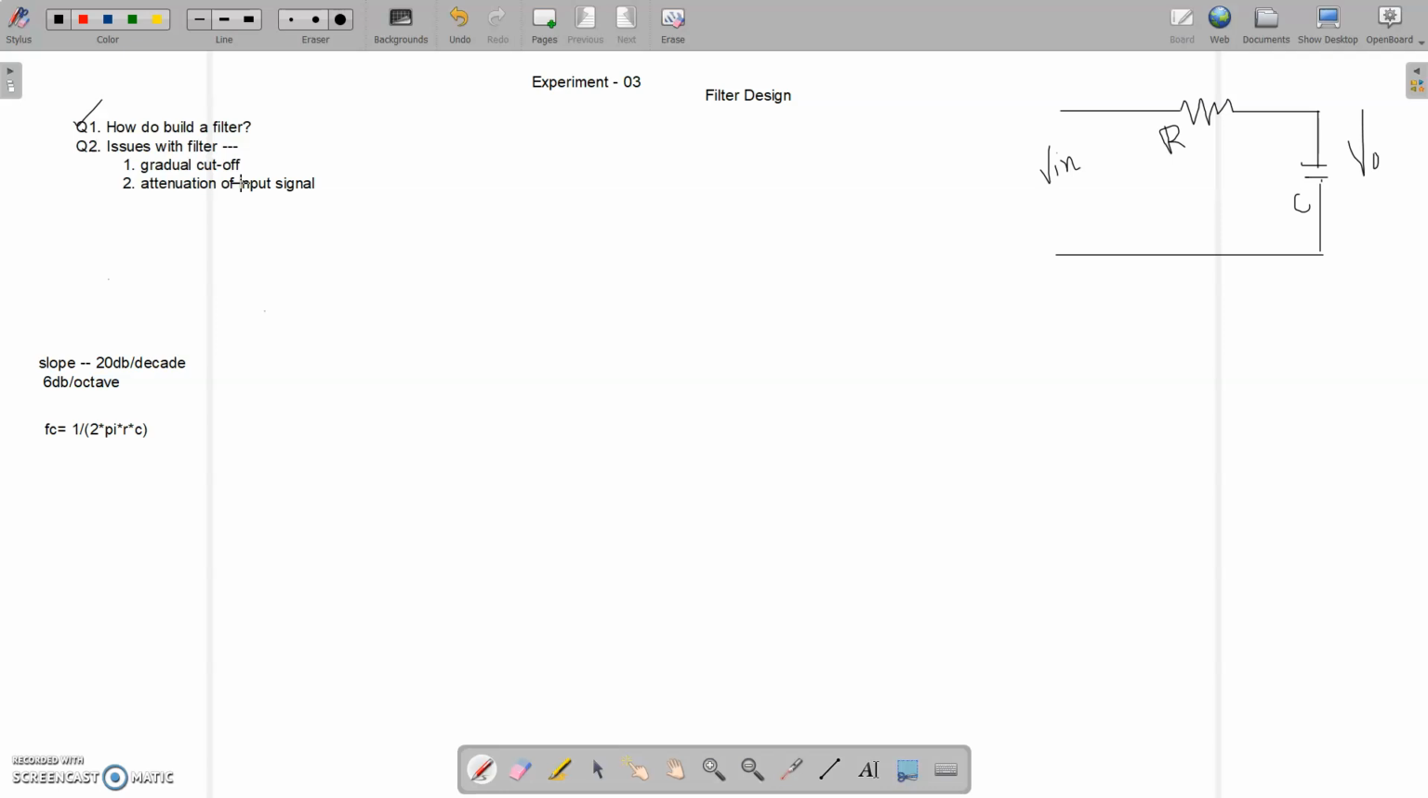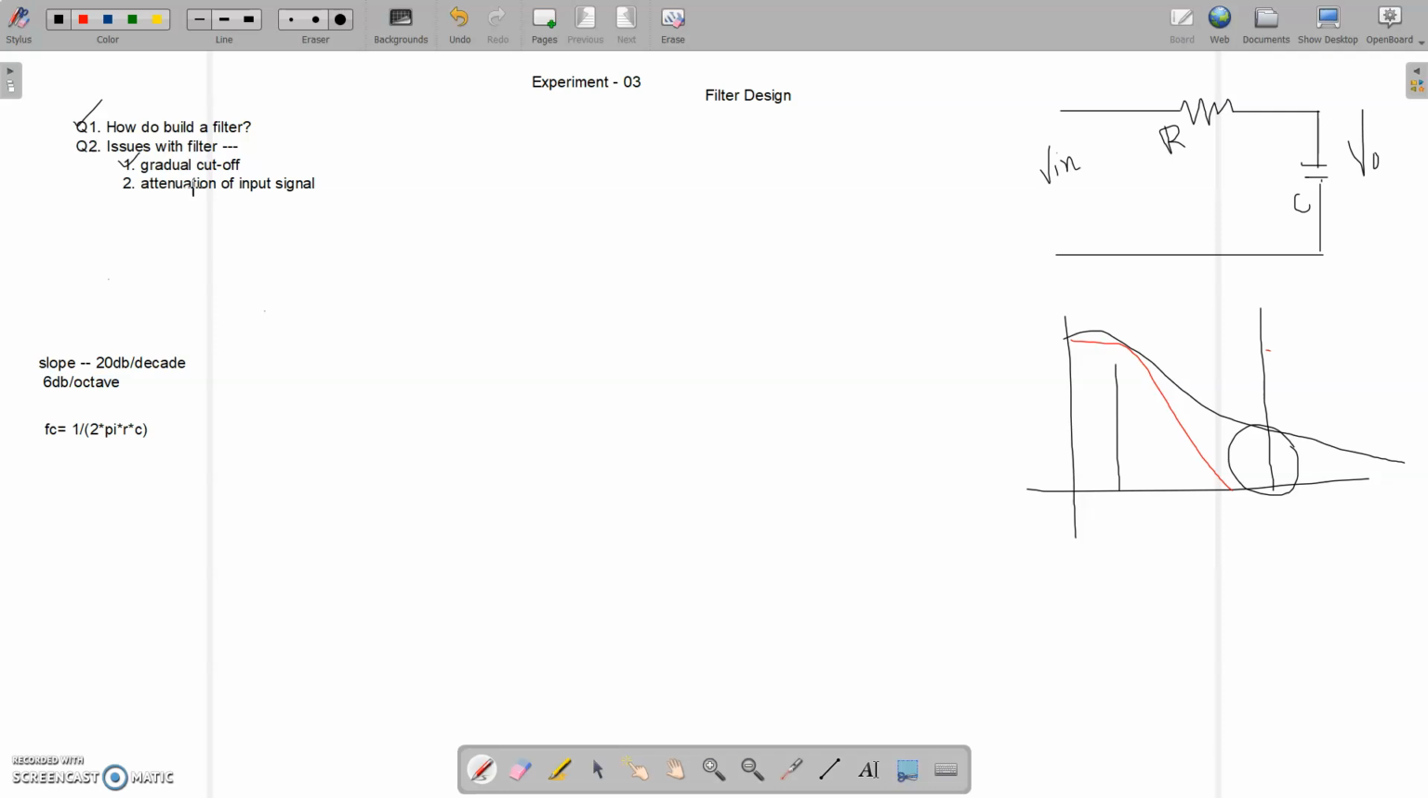If I have a 50 Hz signal and a 500 Hz signal, they are very close. So if I have a gradual cutoff, then I will have some components from 500 Hz as well. This was my 500 Hz. If I have a gradual cutoff this way, I have this portion, which is something I don't want. I want a cutoff like this, so that this portion does not come. I want a much more straight cutoff. Another issue is the attenuation of the input signal. Let's start with gradual cutoff, and how we can deal with this issue.